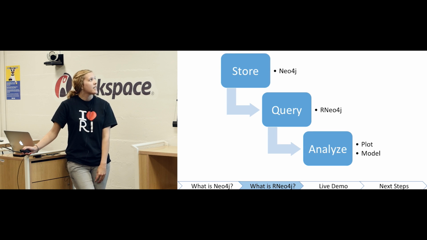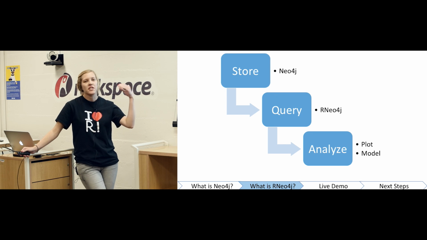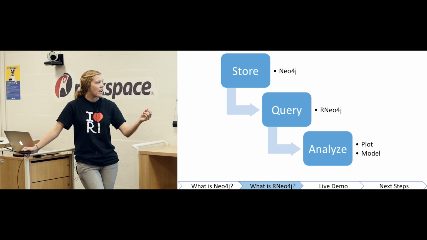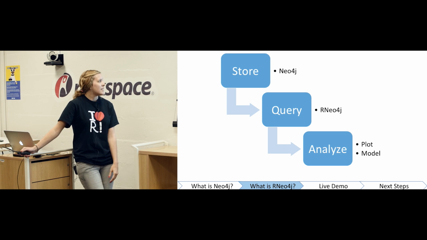And this is what my typical workflow looks like. So I'll have Neo4j at the top as my data storage, data persistence solution, our Neo4j in the middle to connect to the database, query it, and then within my R environment, plotting and modeling or whatever I see fit for this current data set.